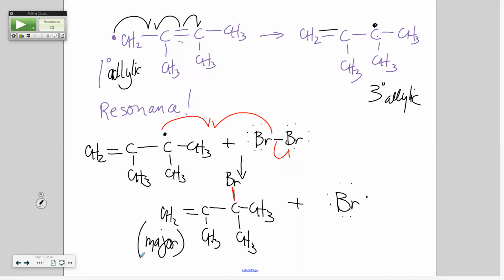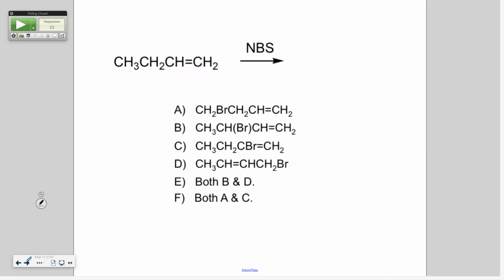Any questions right now? You see how it's really the same thing as what we did before in chapter 4. The only difference is we have resonance. So that gives us another product. Okay, so you got to remember to look for resonance. Look for resonance. Okay. All right, so here's a compound plus NBS. What are the products?